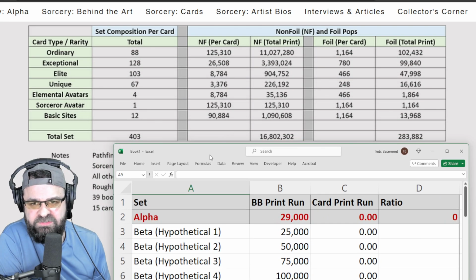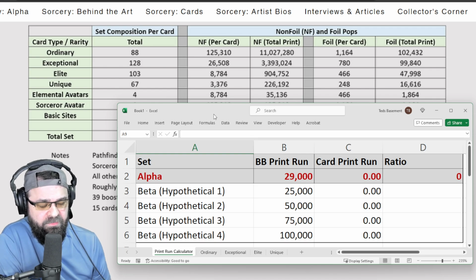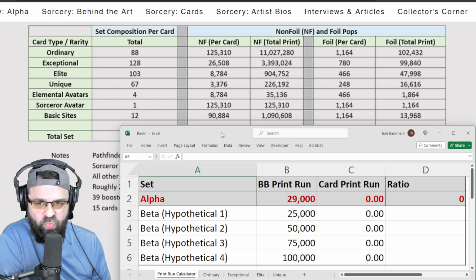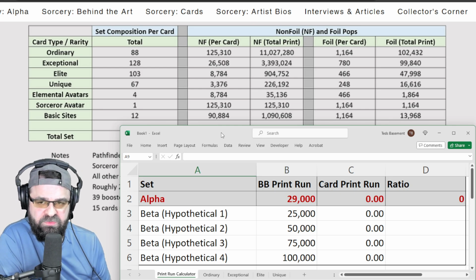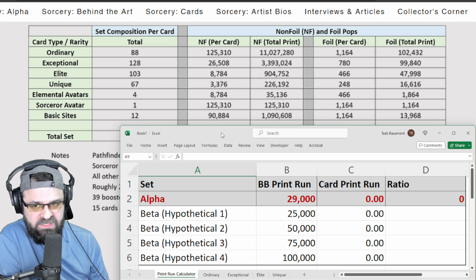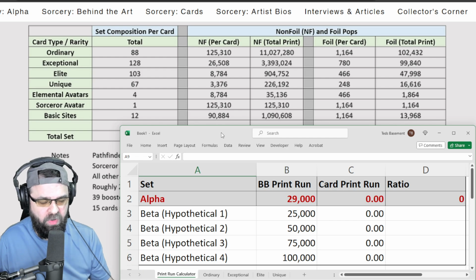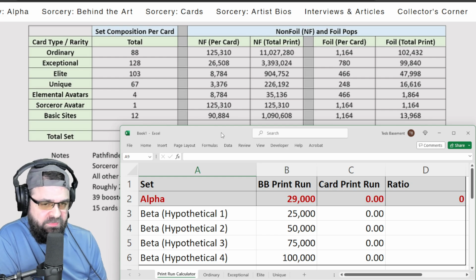Now, again, this is hypothetical, everybody, okay? But if the beta print run matches the same ratio as the alpha print run when we're talking about foils versus non-foils, this calculator may get us close. But again, I don't know. We're hypothesizing, we're speculating here. Let me walk you through how I'm doing it, and then you can decide for yourself if you like this sort of formula or not.